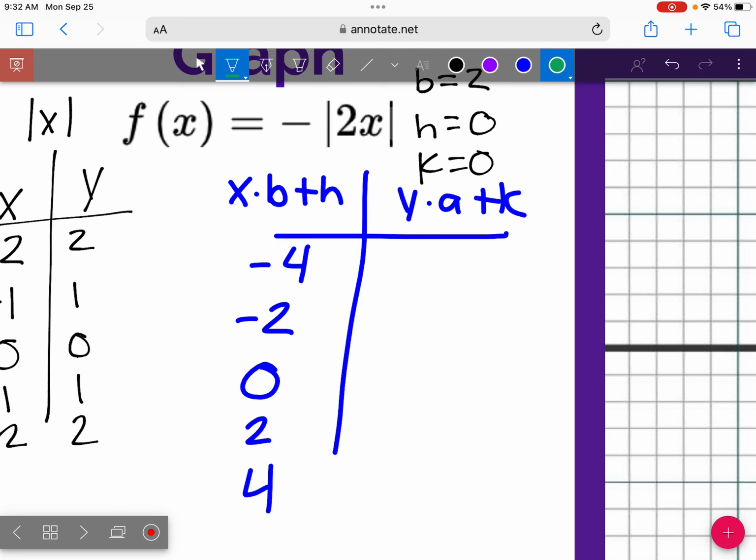All right, so we should get for our Y values -2, -1, 0, -1, -2.